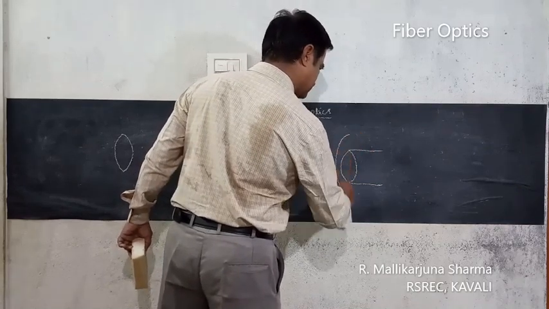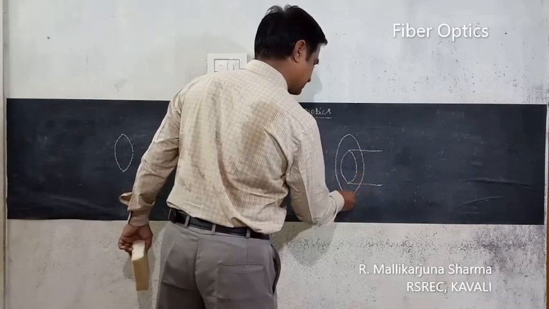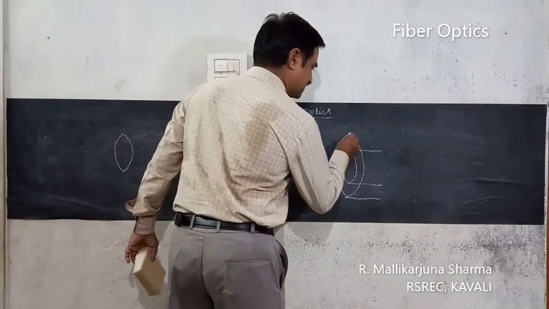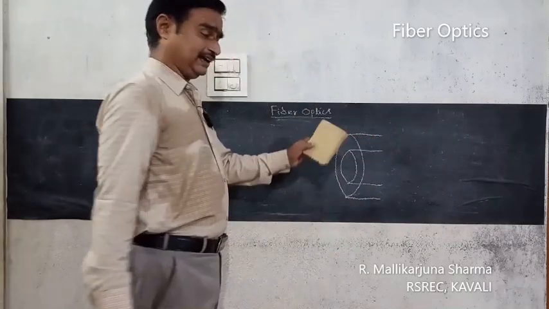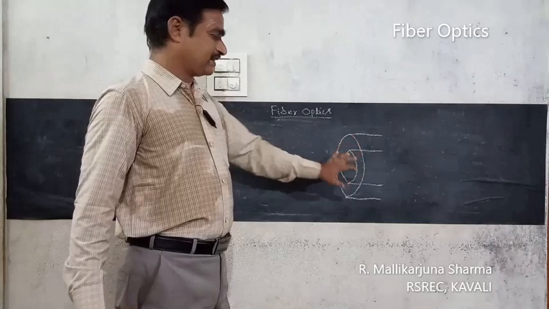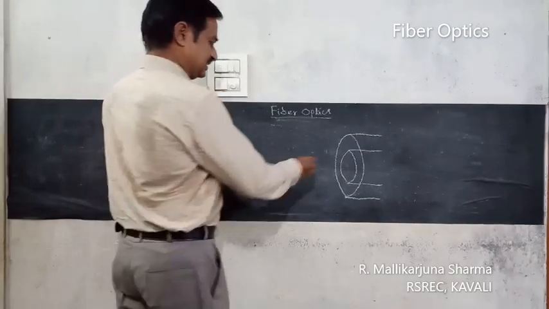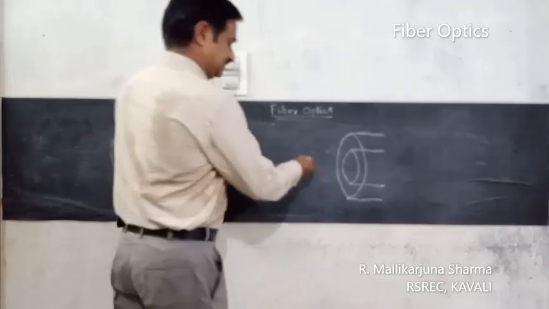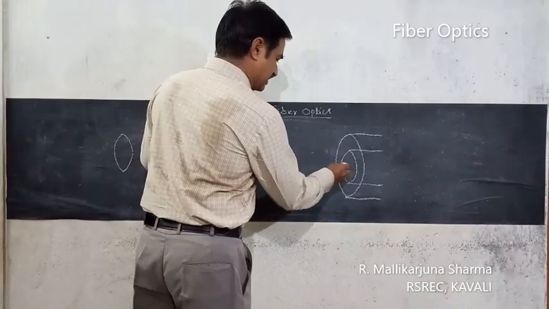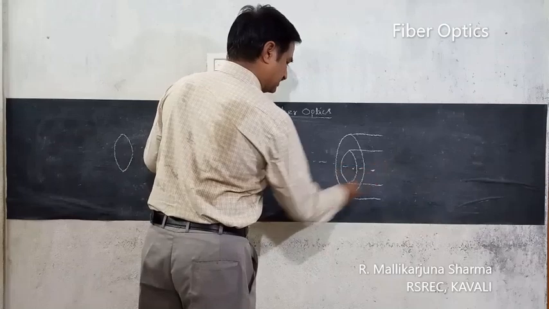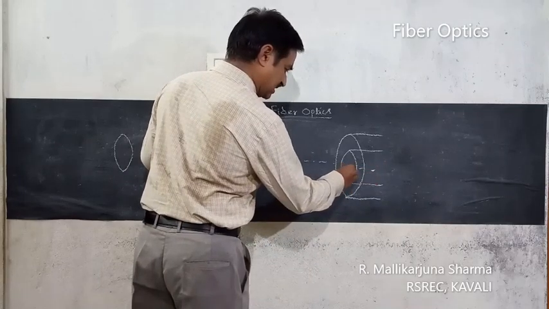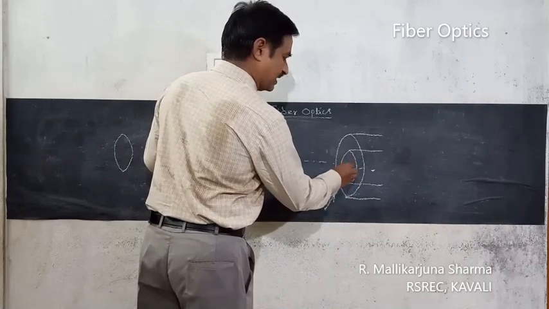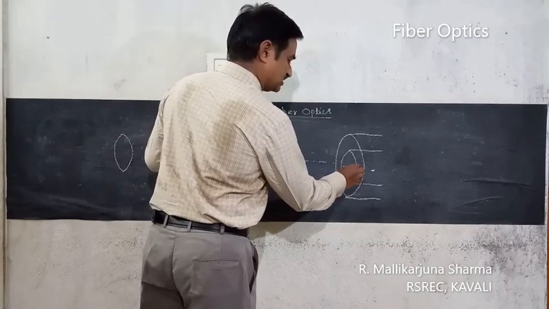For our convenience, we draw the structure like this, with more core structure and less cladding structure. Generally, the core is very small and the cladding is very thin, but for our convenience we draw it like this. Then the outer medium, generally air, is called the launching medium. If this is the normal, then if we launch the light ray here, at this point it is going to bend because this is the denser medium.